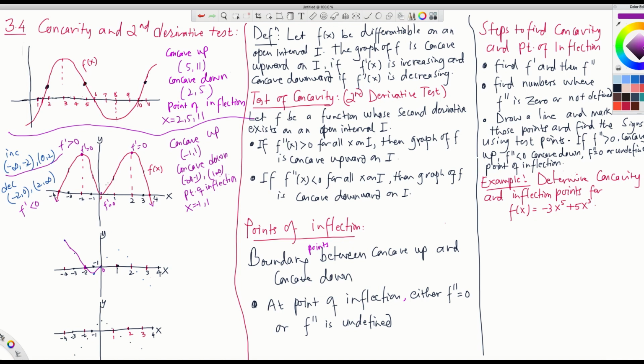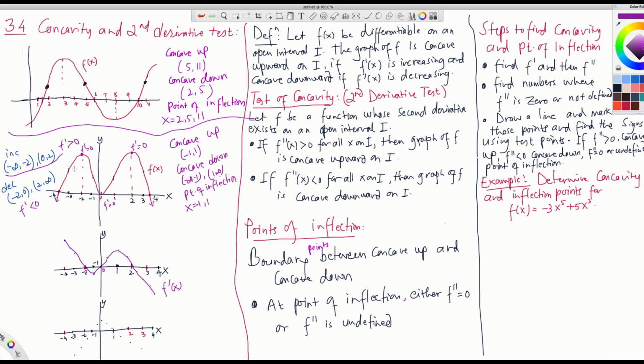Now between 0 and 2 f is increasing, right? F is increasing, so f prime must be positive between 0 and 2, and at 2 f prime must be 0 again. Did you see that? And again at the right side of 2 the function is decreasing, so f prime must be negative. Look at that. So this is how I draw the graph of f prime of x.